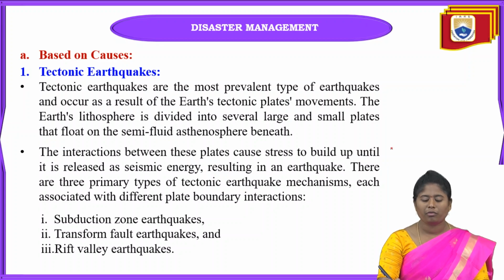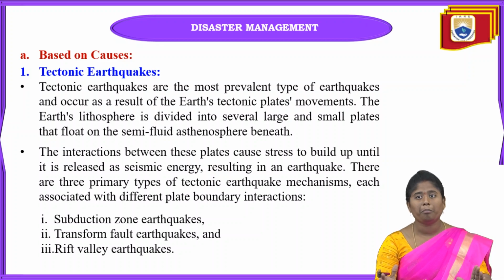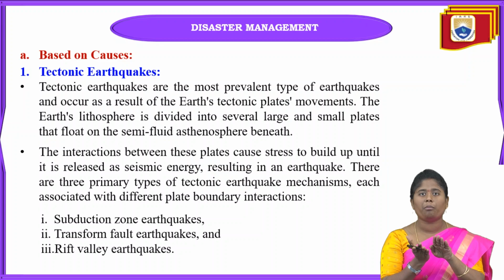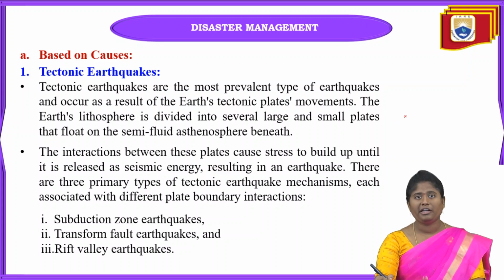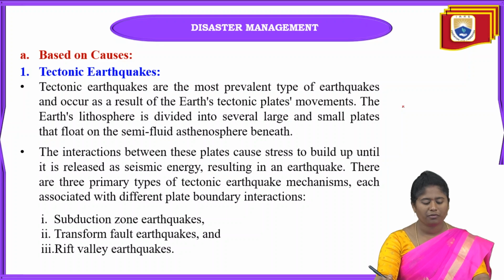Why does this earthquake occur? Mainly there is interaction between the plates, and when any stress is developed on these tectonic plates, an earthquake occurs. At that time, the tectonic plates move and rub against each other. In tectonic earthquakes we have 3 types: first is subduction, next is transform fault, and last is rift valley earthquake.